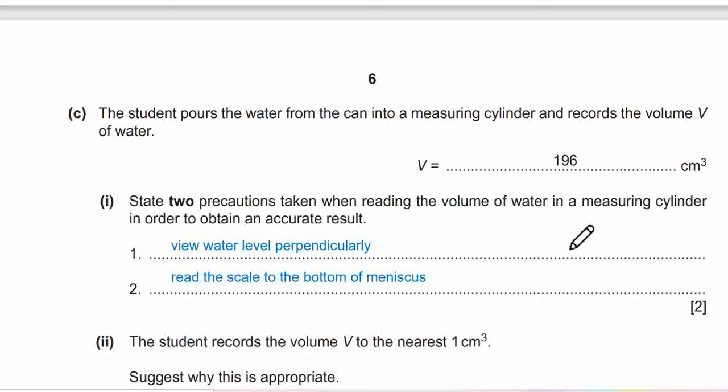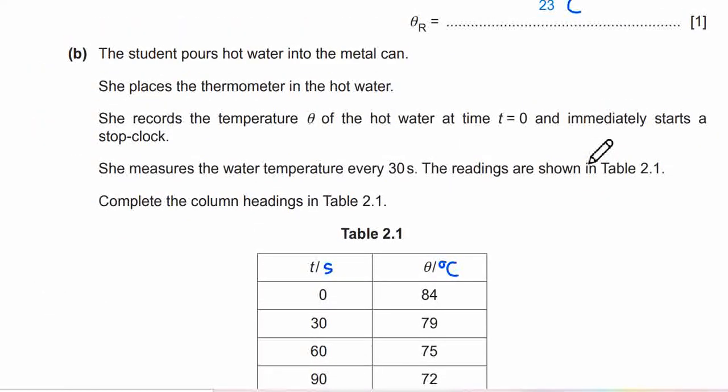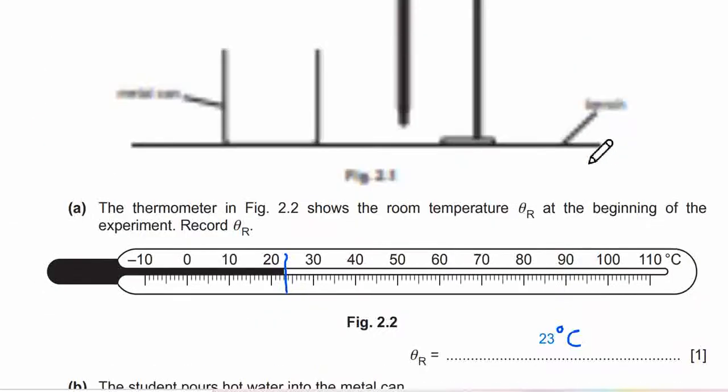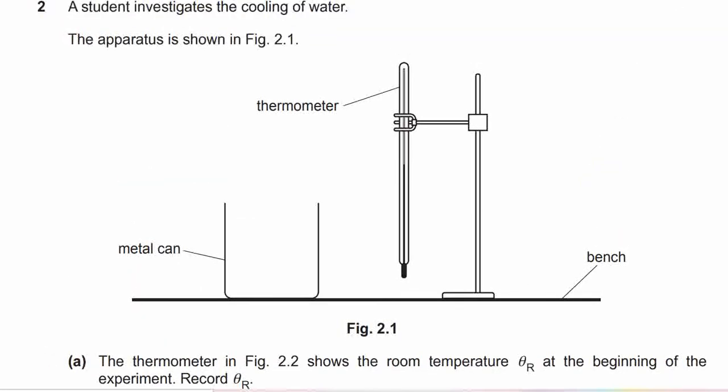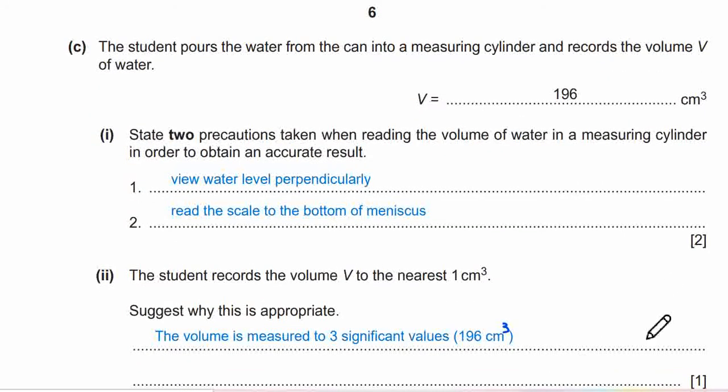Suggest why this is appropriate. So 196 is 3 significant figures. And the measuring cylinder can only be used to measure up to the nearest 1 cm³. So we just type 1 reason that will be correct. But this is 1 mark.